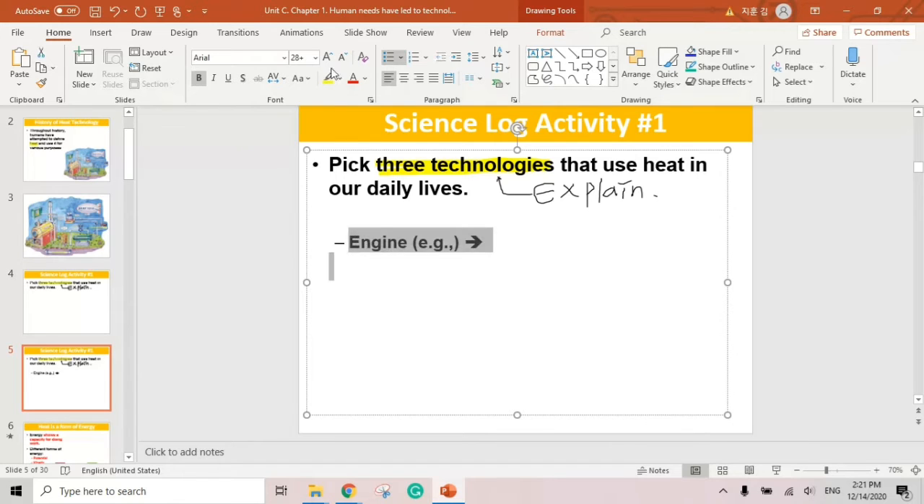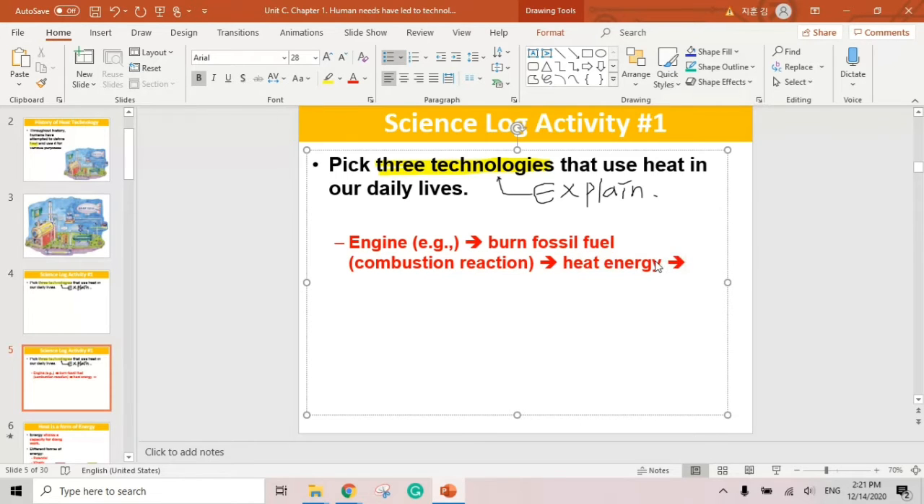Engines, and I'm going to change the color so that you know what I wrote. An engine uses, or I like to say burns, fossil fuel. And by going through this combustion reaction, we can have heat energy. And this heat energy rotates the motor.